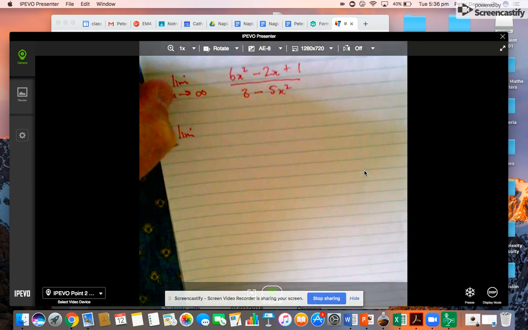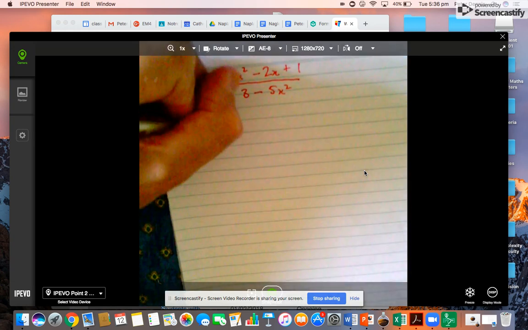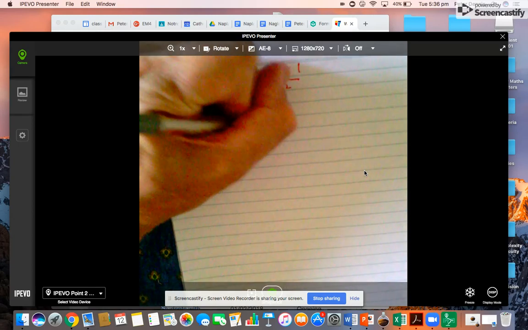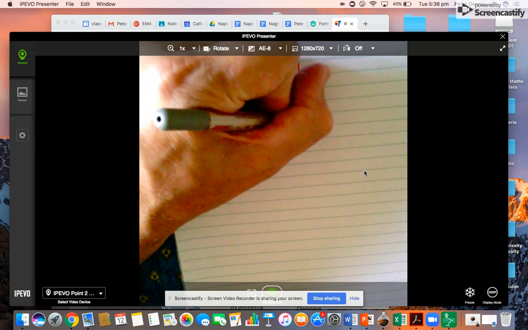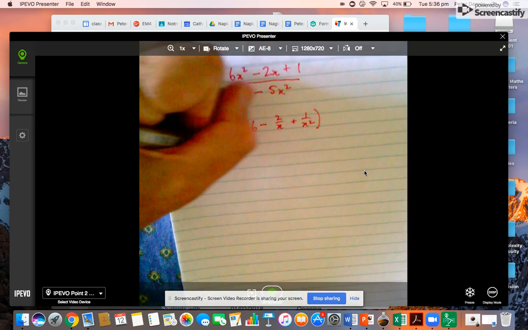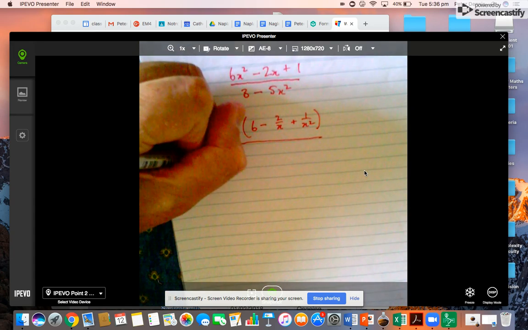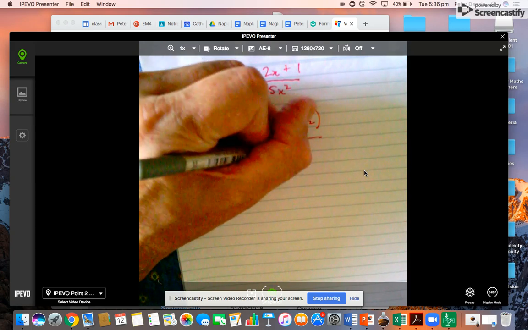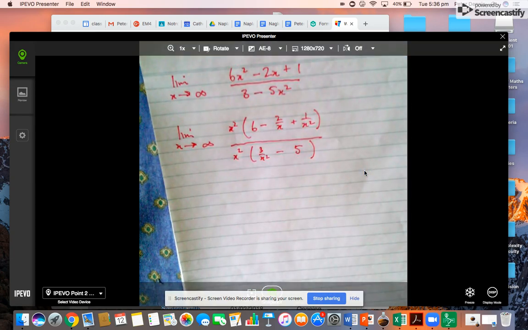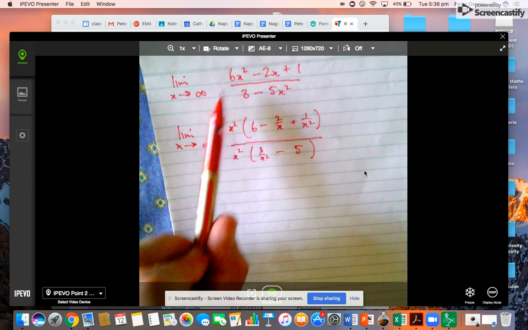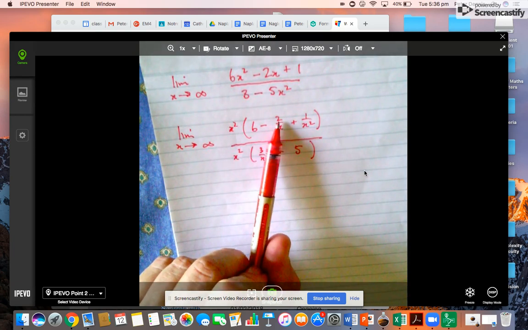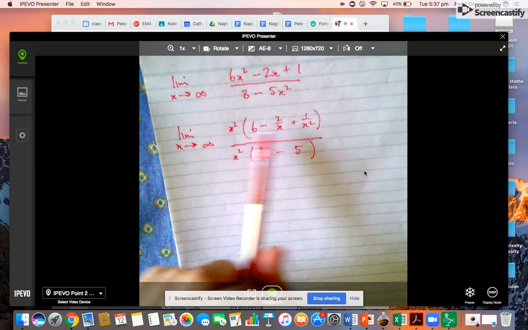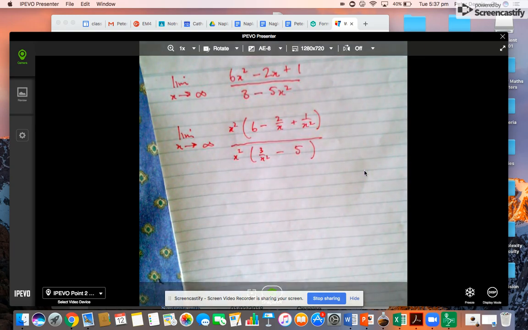So what we get is the limit as x tends to infinity of x squared, and what would be left in the brackets? 6 minus 2 over x plus 1 over x squared. And on the bottom, it would be x squared outside of 3 over x squared minus 5. And if you want, you can look at that and expand it back. x squared times 6 gives us the 6x squared, times this, one of the x's cancel, and you're left with 2x. And the x squareds here cancelling, you're left with 1. So we know it works.